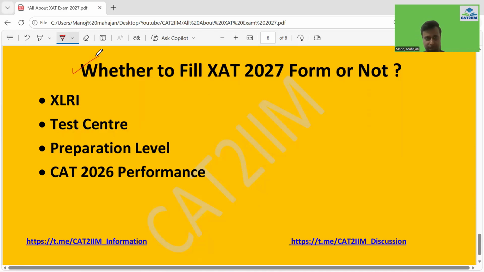Now the first thing: if you are 100% sure that you have to target XLRI through the XAT paper, in that case, make sure that you fill the XAT form immediately. That is one thing. But let's say you're not sure whether you want to target XLRI through the XAT paper. Maybe right now the surety is just 70 to 80% that you're targeting XLRI through the XAT paper, and you might decide later on. In that case, we have to look at the other parameters also.